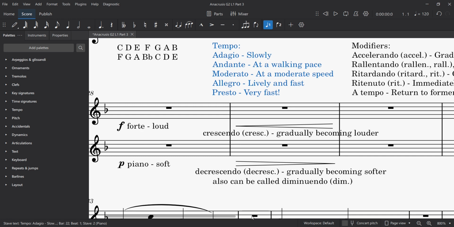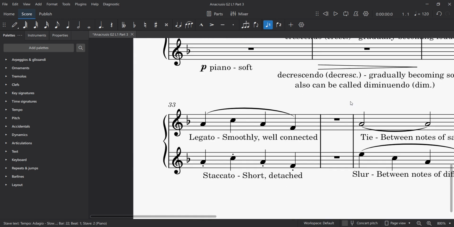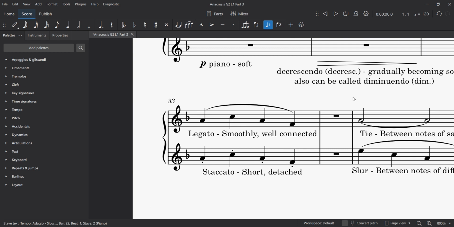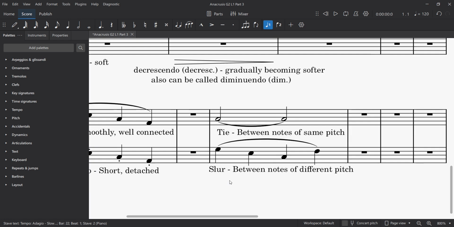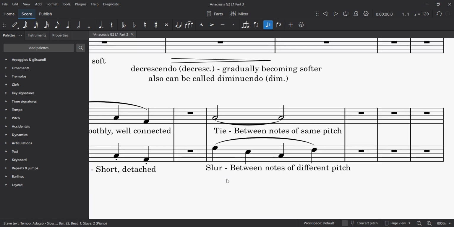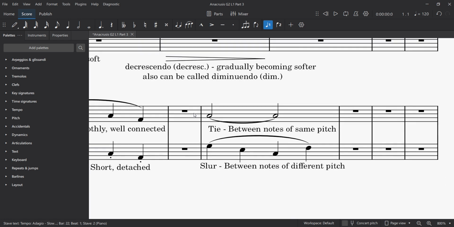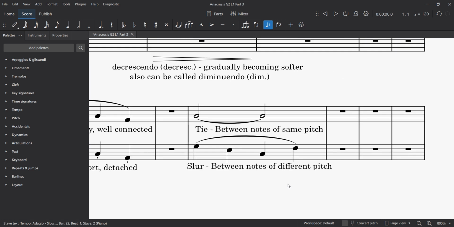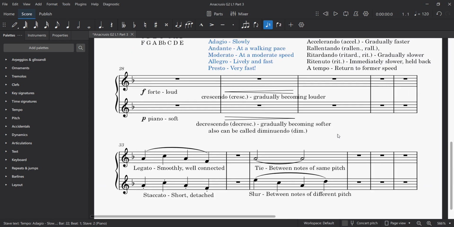Now, legato means smoothly, well connected, which is usually shown by slurs across multiple notes. Staccato means detached or short and is marked by little dots over or under the note head. Ties are used to join notes of the same pitch, while slurs are for notes of different pitch. Remember that. This is a very important distinction. Well, that was pretty fast. Make sure you know all of these well, and rewind and pause the video if you need some extra revision time.